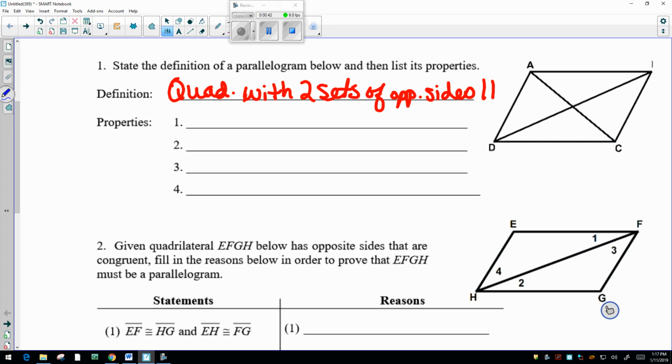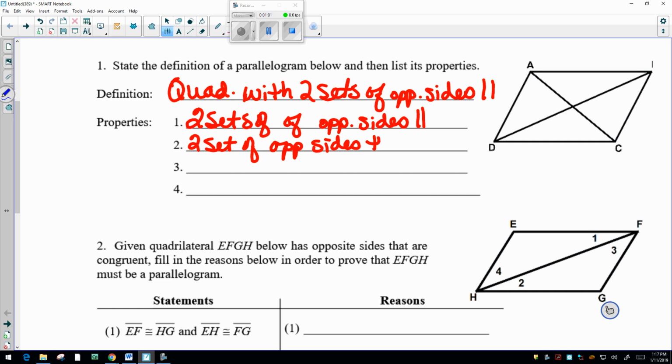First property is just that we get two sets of opposite sides that are parallel. We also have two sets of opposite sides that are congruent, meaning same distance, same length. We're also going to find that they have opposite angles that are congruent. And lastly, we're going to find that the diagonals bisect each other.